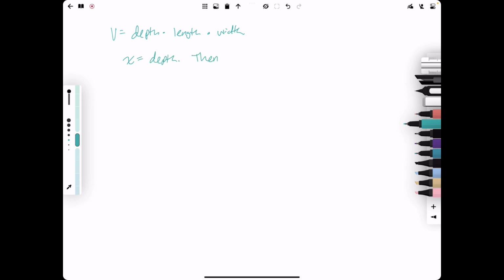Why x, why not D? You can use D, I don't care. I thought we were defining them before. I'm not going to use D because I'm trying to use one variable and represent it within depth, length, and width. That's why I'm not using D.